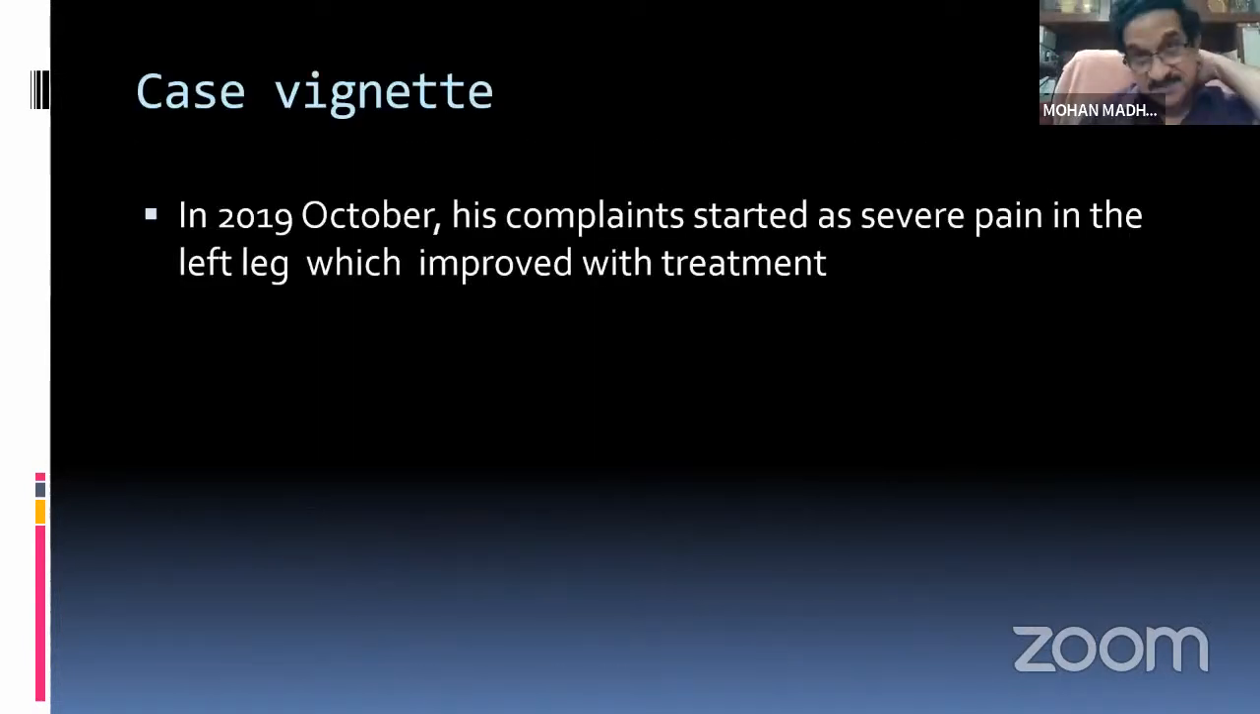This is a very, very long story. In fact, this case belongs to Dr. Aaron George from Kottayam. The case, in fact, was in Hyderabad initially before it came to Dr. Aaron. The story starts in October 2019, when his complaint started with a severe pain in the left leg, which improved with treatment.